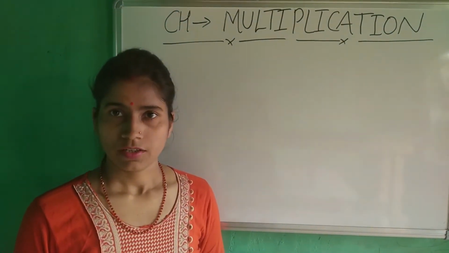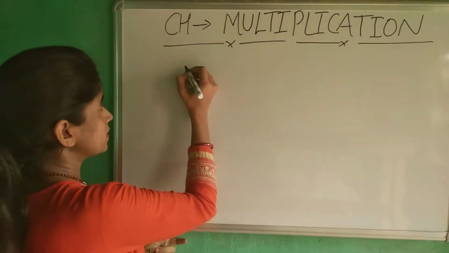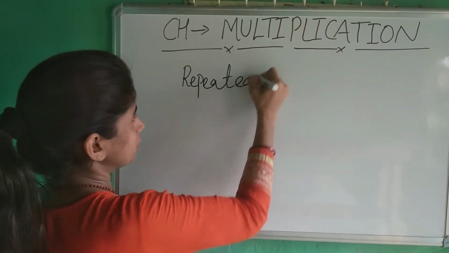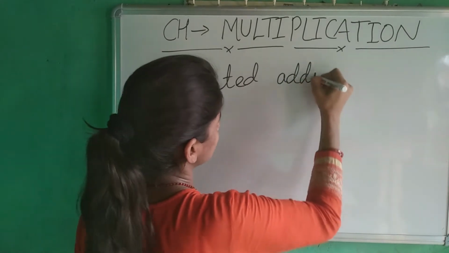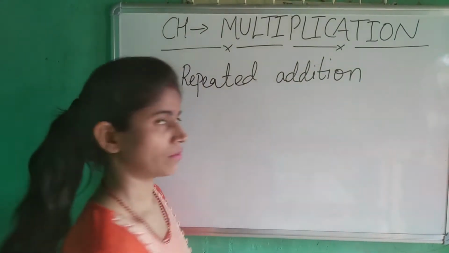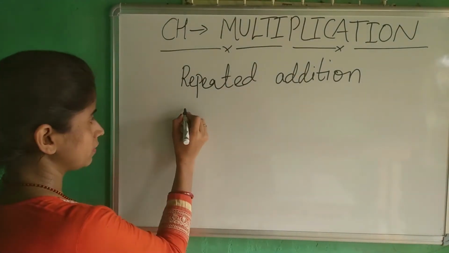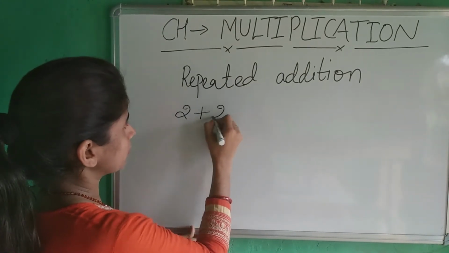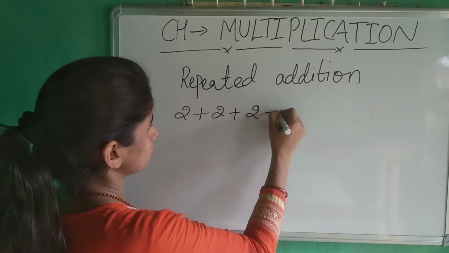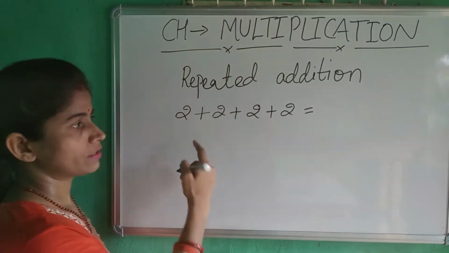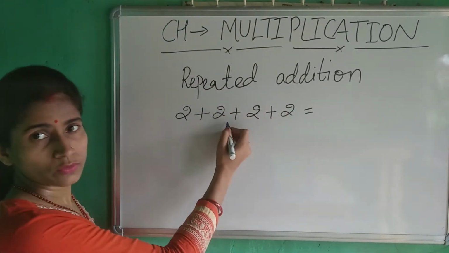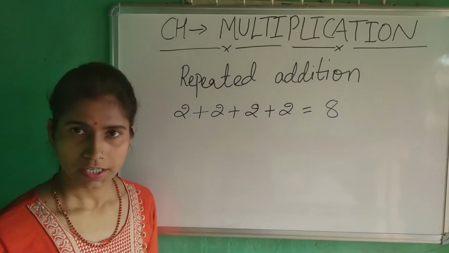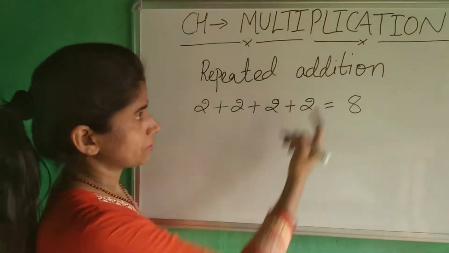So what is multiplication? Multiplication is nothing, it is repeated addition. Example I am giving. When you have to do 2 plus 2 plus 2 plus 2 equal to what? 1, 2, 3, 4. 2 plus 2, 4. 4 plus 2, 6. 6 plus 2, 8. So what is the answer? 8.